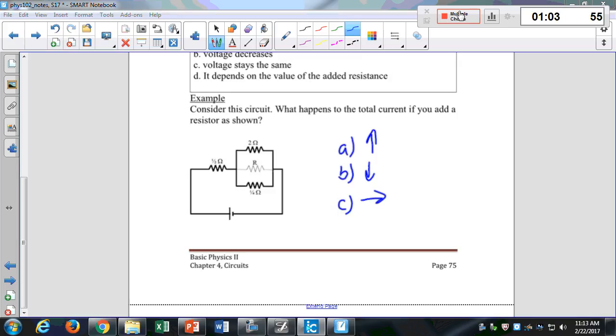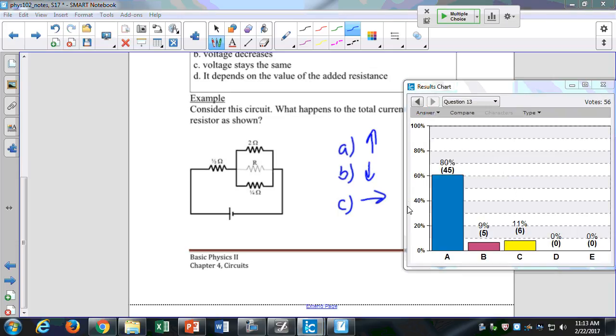Oh, let's stop at 110. 110. It's all right. 110. Okay, good. A is right.